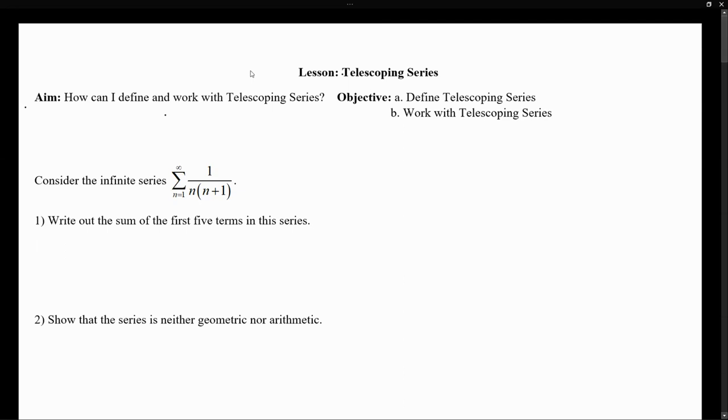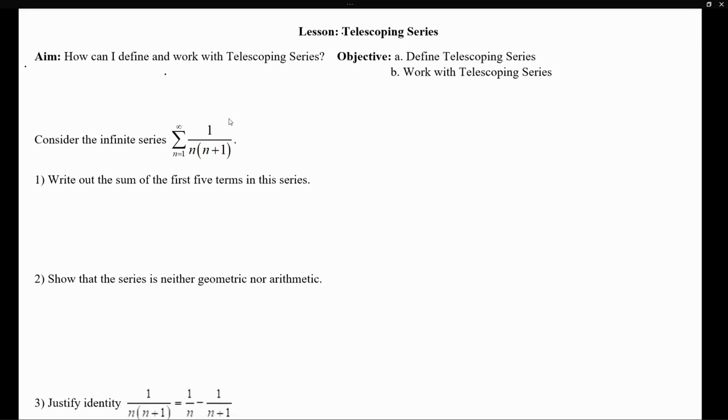On this lesson, we will talk about telescopic series. So let's get started. Let's consider this infinite series, the sum of 1 over n times n plus 1. And let's start by writing out the sum of the first 5 terms in this series.